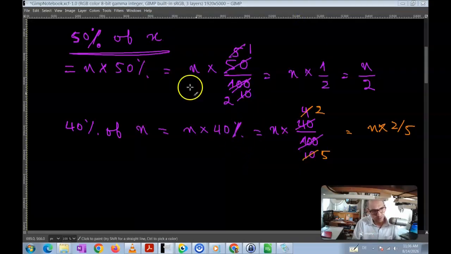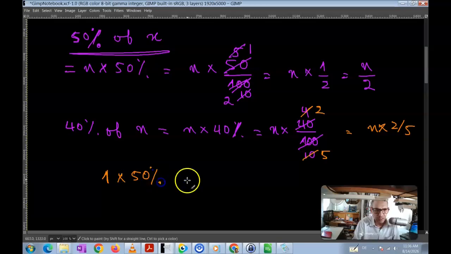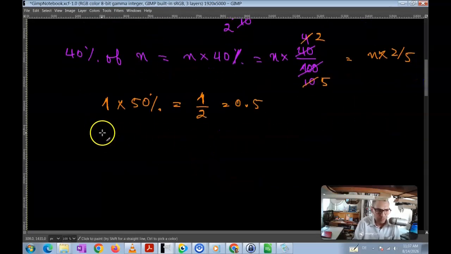Now the significance of this percentage thing that we are discussing here is that 50% of, for example, 1, so 1 times 50%, since 50% is half of x, then 50% of 1 would be half of 1, which is 0.5, which is a very small number, of course, right? But then 50% of 20,000, that would be half of 20,000, which is 10,000, right?